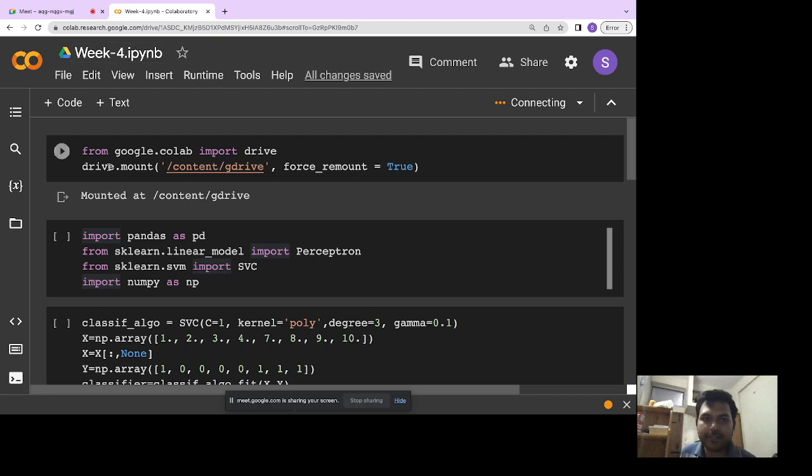Some of you might already know about this. This is something known as Google Colab. You just need a drive, and you can get GPU access here, but we don't need GPU for this. Once it connects, I will be able to work on this. Let's see how much time it takes to connect. It's taking a lot of time to connect. It will come now.